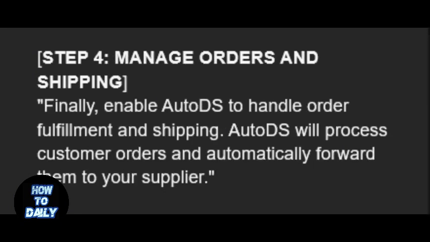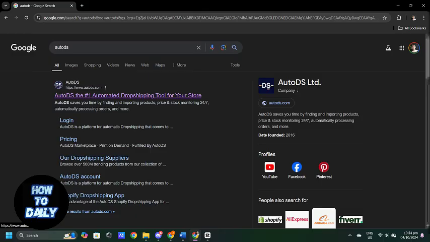Finally, enable AutoDS to handle order fulfillment and shipping. AutoDS will process customer orders and automatically forward them to your supplier. And that is how you can use AutoDS for Shopify selling.